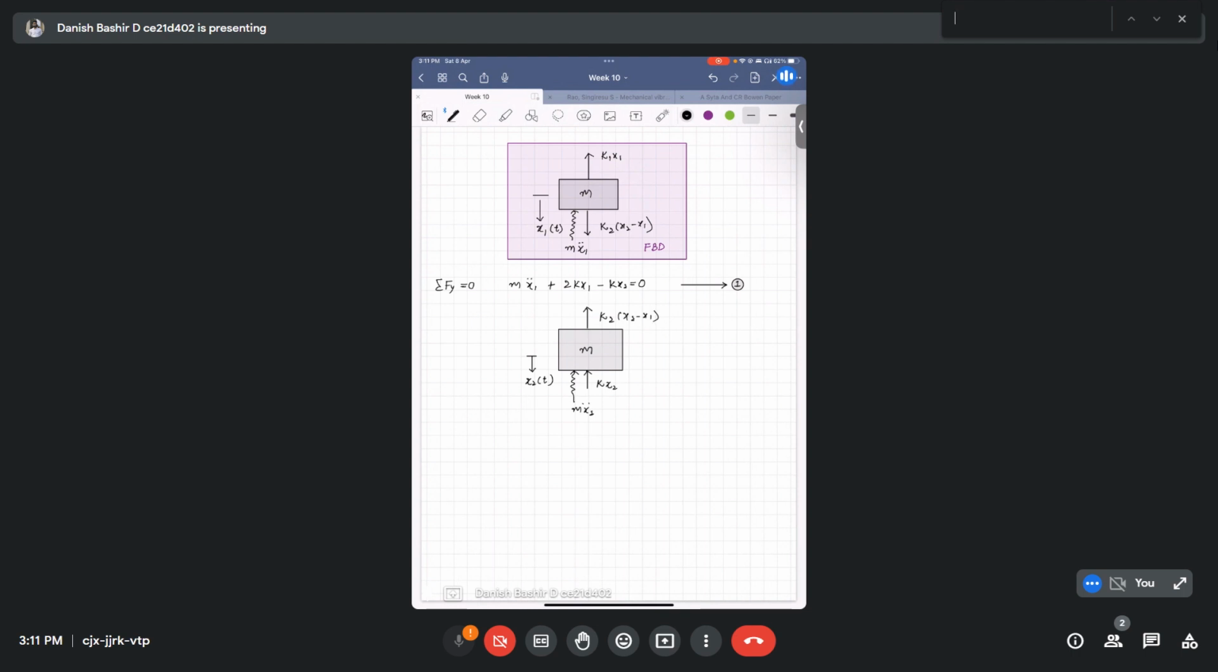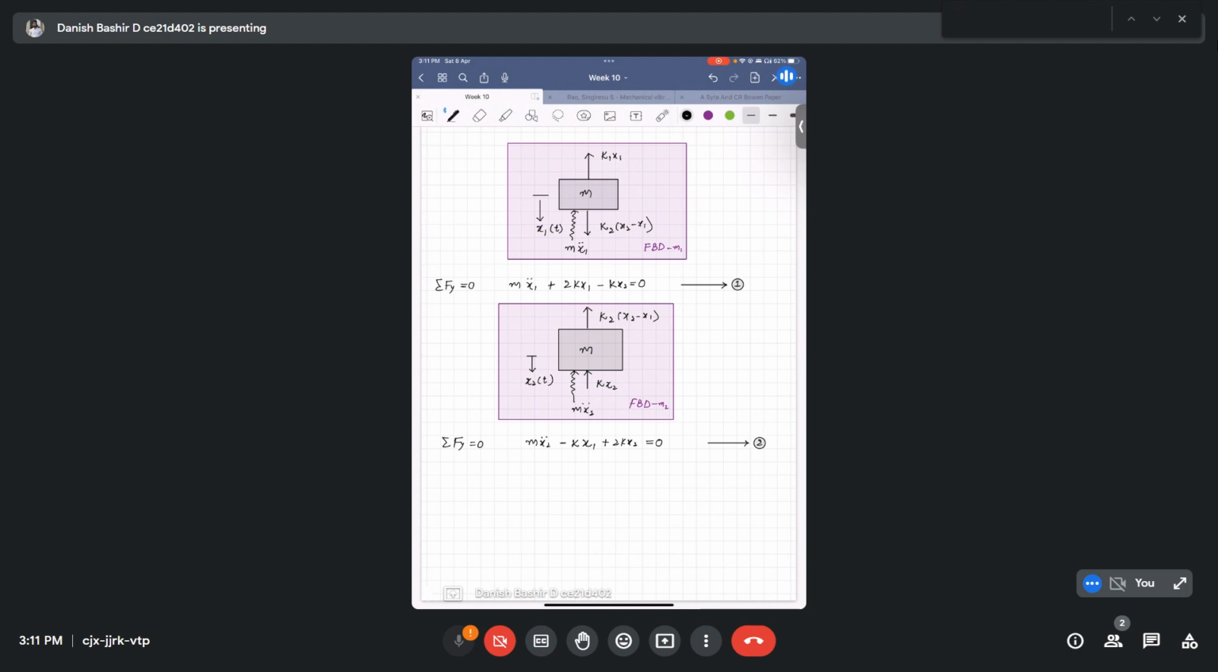So when we again write the summation of forces along the y-axis equal to 0, this is the FBD for M2, before it was the FBD for M1. When we write the summation of Fy equal to 0, we will obtain an equation like this: m x2 double dot minus k x1, plus 2k x2 equal to 0. I'm not writing it in detail because you know how we have to do the summation of forces. We will denote this as equation 2.